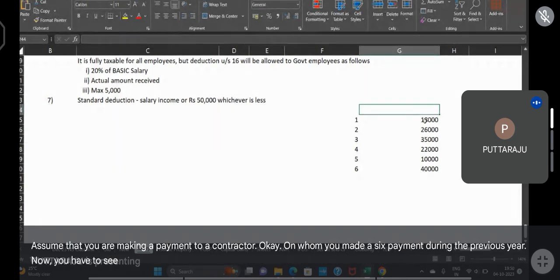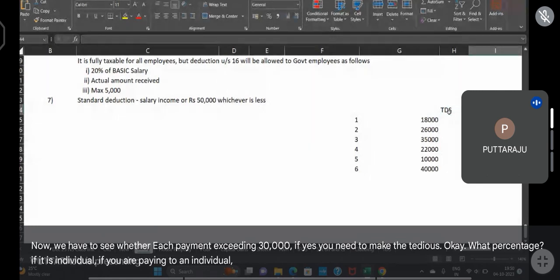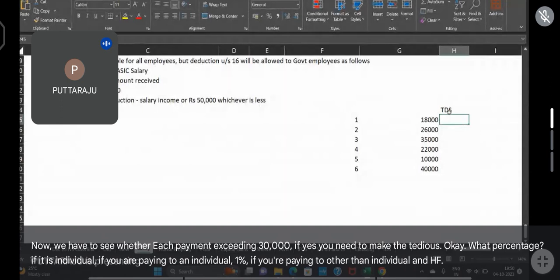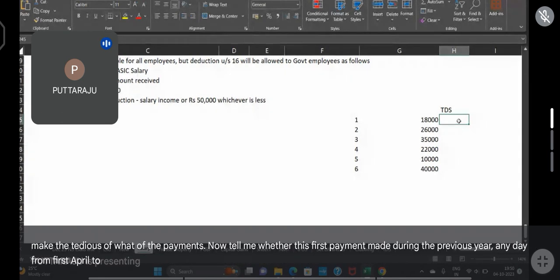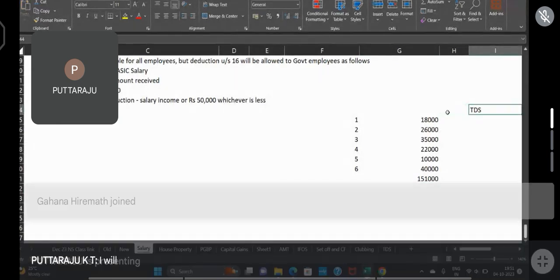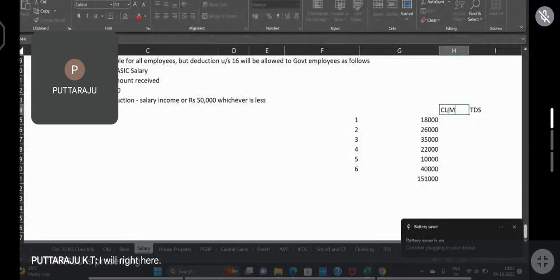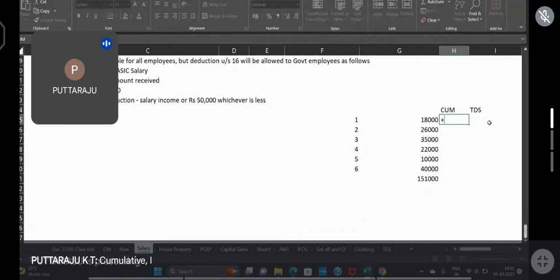Now you have to see whether each payment exceeds 30,000. If yes, you need to make the TDS. What percentage? If you are paying to an individual, 1%. If you are paying to other than individual and HUF, 2%, of the payments. Now tell me whether, for the payments made during the previous year, any day from 1st April 22 to 31st March 23, you have made 6 payments in total. I will write here. Cumulative. I will do the cumulative. This one.